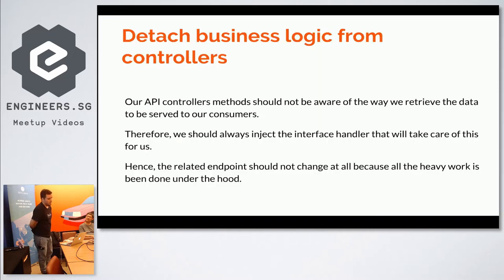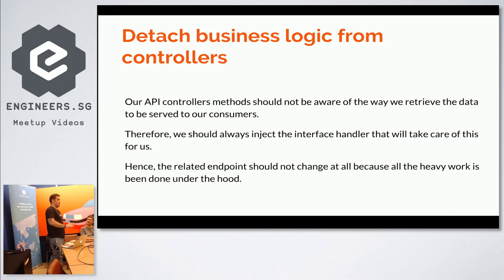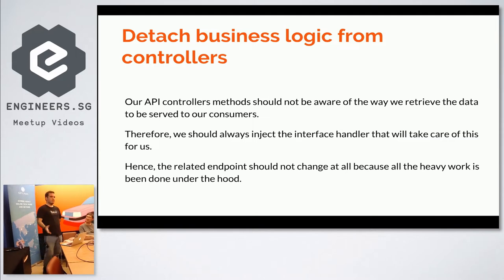So first of all is detaching our business logic from our controllers. I gave a talk here, I think it was the first talk. The controllers are supposed to do two things. They don't need to do anything else. They don't need to know anything about our business. They take a request and they dispatch a response. That is the controller's purpose. So we need to detach whatever business logic we have in our controllers, in order to keep a clean controller that just knows about a contract. Therefore, this endpoint is always the same. That's going to be the first thing to do.